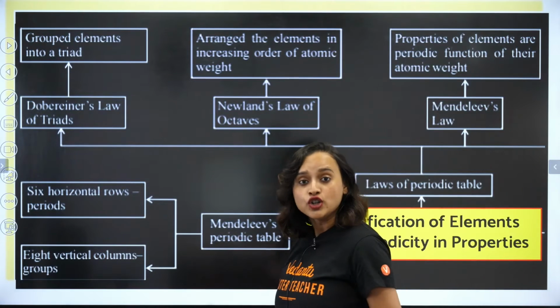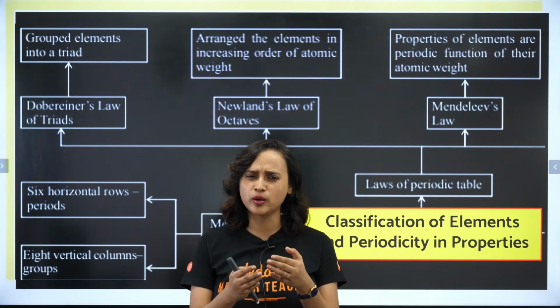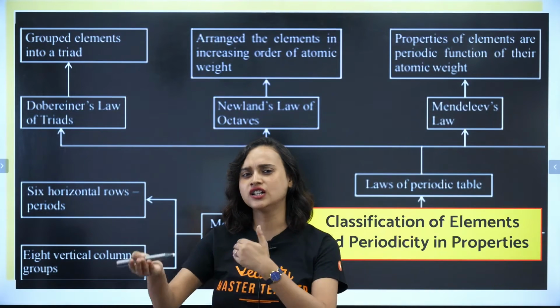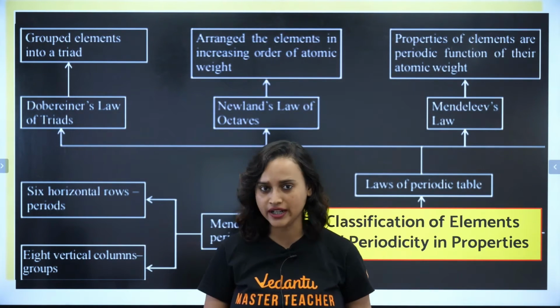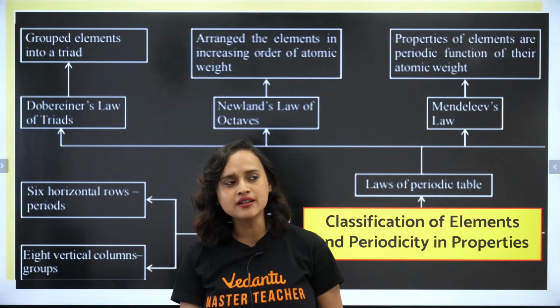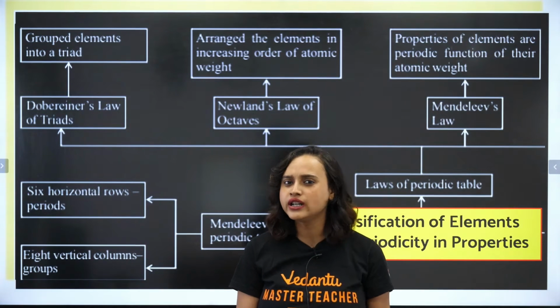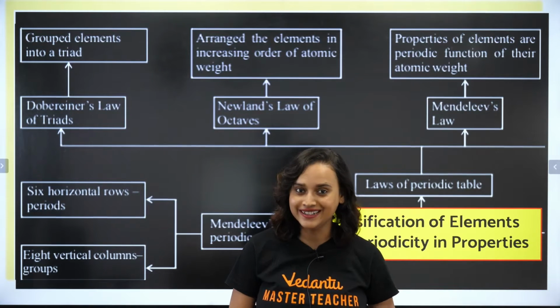Yes. Dobereiner, a scientist who thought that periodic properties are repeating after every third element. So what he did was he grouped the elements in 3 groups, right? Although it was okay to quite an extent, it could only work till 20 elements or so, but after that it failed. It did not hold good, right?